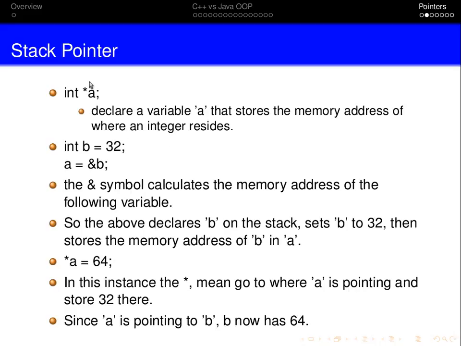Redo it again. A is going to be a pointer to an integer. B equals 32 on the stack. A is now going to point to B, so it stores the memory address of B. Dereference A, go to where A is pointing, store 64. That also happens to be B, so therefore B now is equal to 64, because you dereferenced A to the memory location of B, and then you stored 64 there.